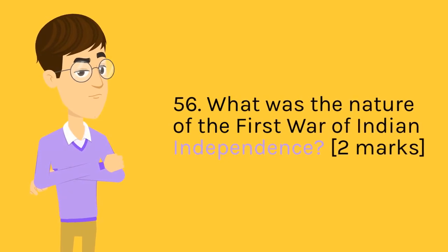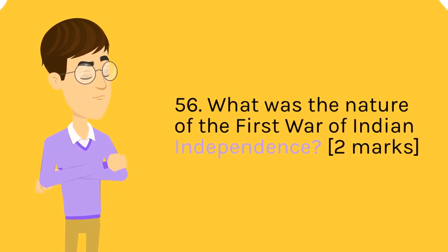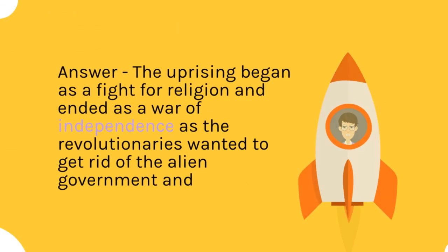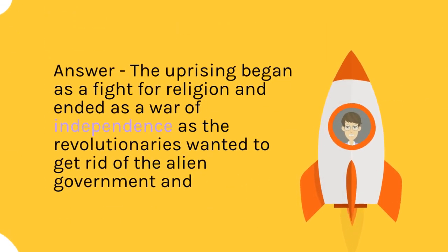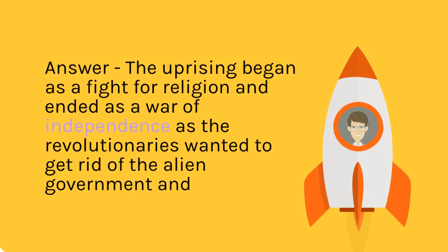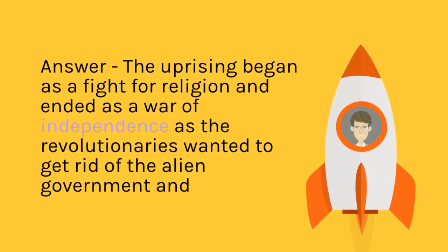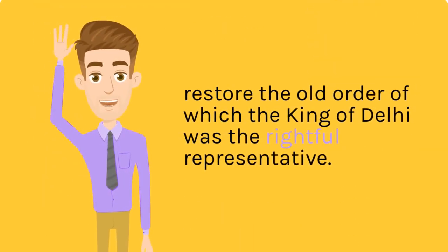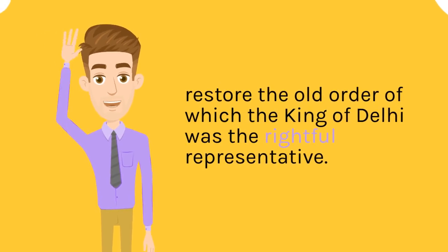56. What was the nature of the First War of Indian Independence? 2 marks. Answer: The uprising began as a fight for religion and ended as a war of independence, as the revolutionaries wanted to get rid of the alien government and restore the old order of which the King of Delhi was the rightful representative.